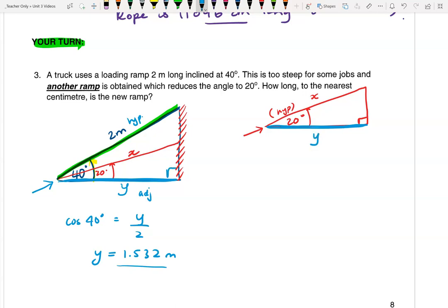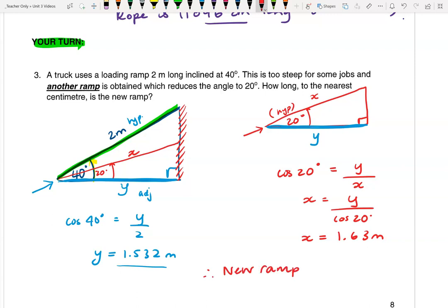So this means we can now find X. So looking from an angle of 20, we're going to use the cosine ratio. We've got the adjacent side Y, which we know, over the hypotenuse X. So X is going to be that Y value we've just found, using the whole value in our calculator, not a rounded value, dividing that by the cos of 20, and we get 1.63 meters. So we're going to say that the new ramp is 1.63 meters long. Now this makes sense that it should be less than 2 meters because the angle is reduced, which means the length of that ramp will be reduced.